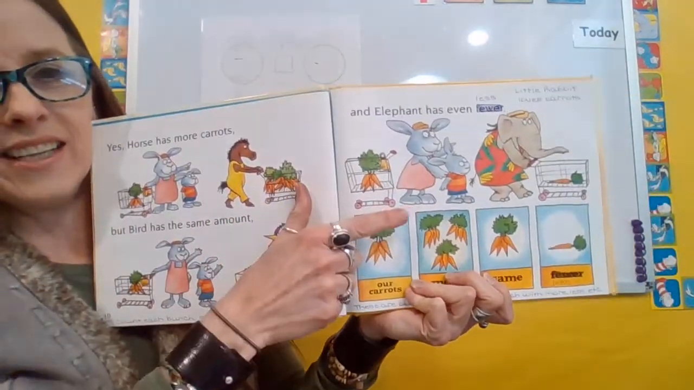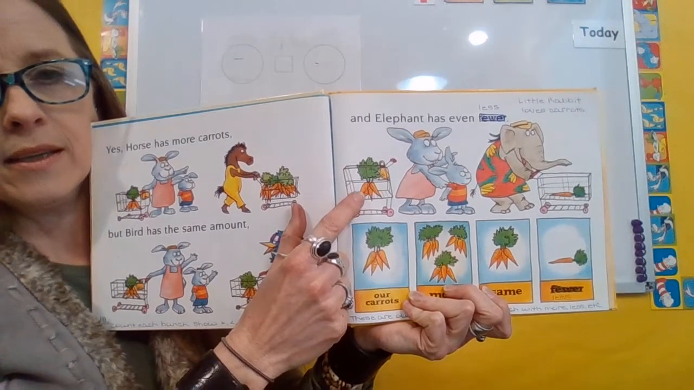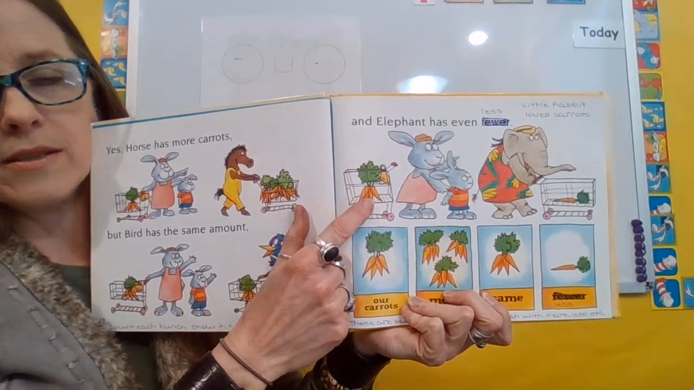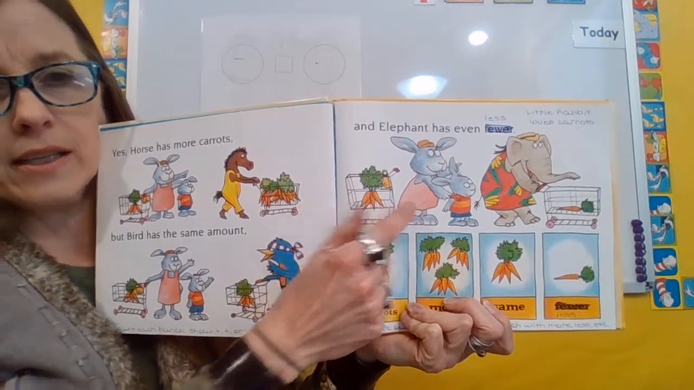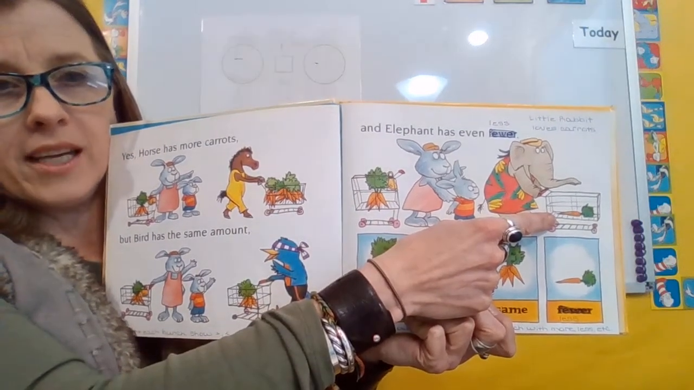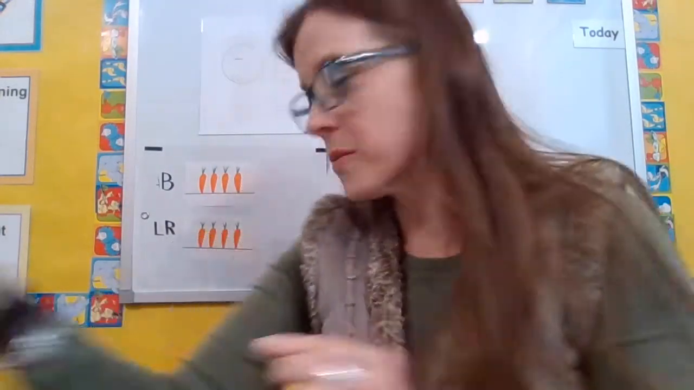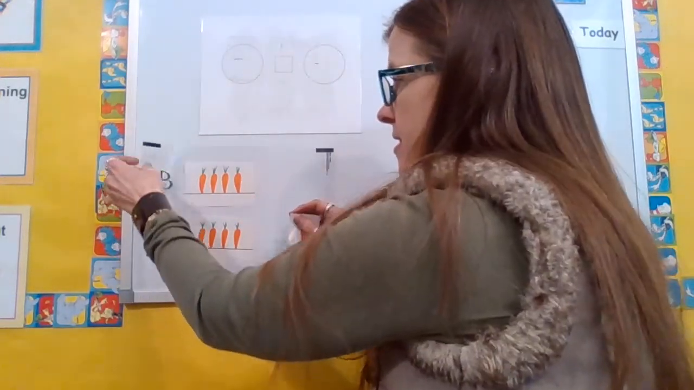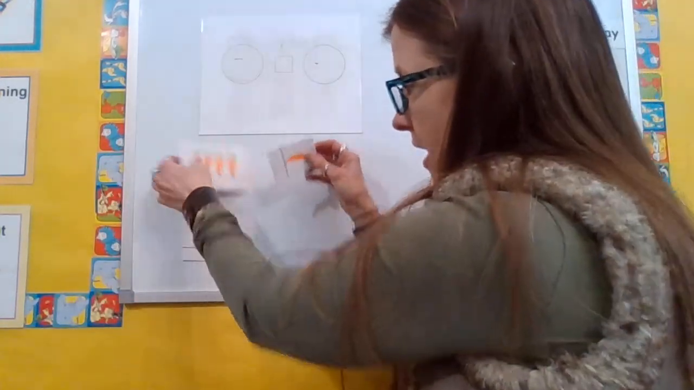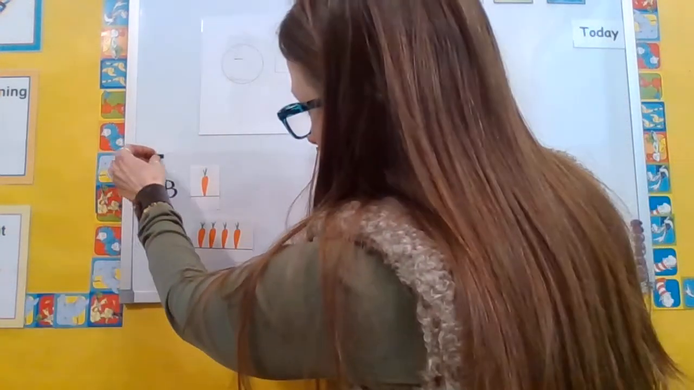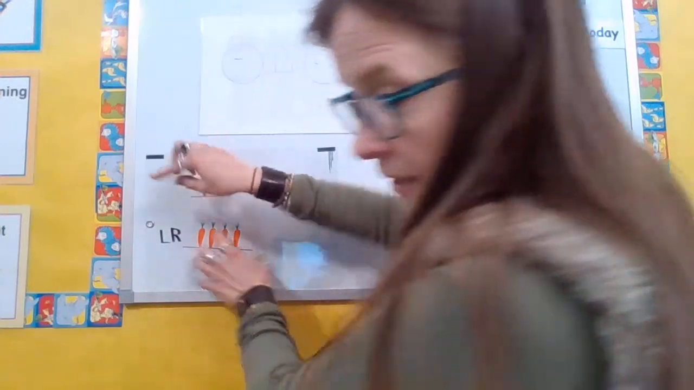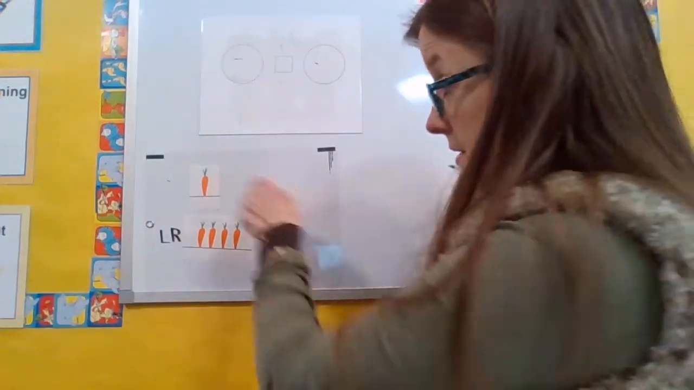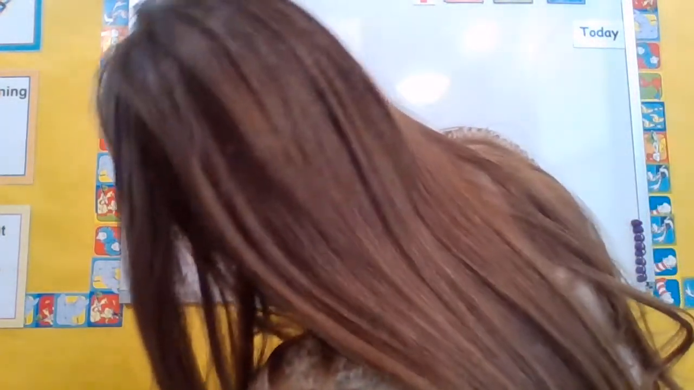All right, now let's look at the next one. Oh, look at little rabbit. He has 1, 2, 3, 4 carrots. But elephant only has 1. We need to compare, don't we? We need to look to see how many they each have. I'm going to put elephant there at the top. We're going to put bunny at the bottom. And now we need to switch this so we know that this is how many carrots elephant had.